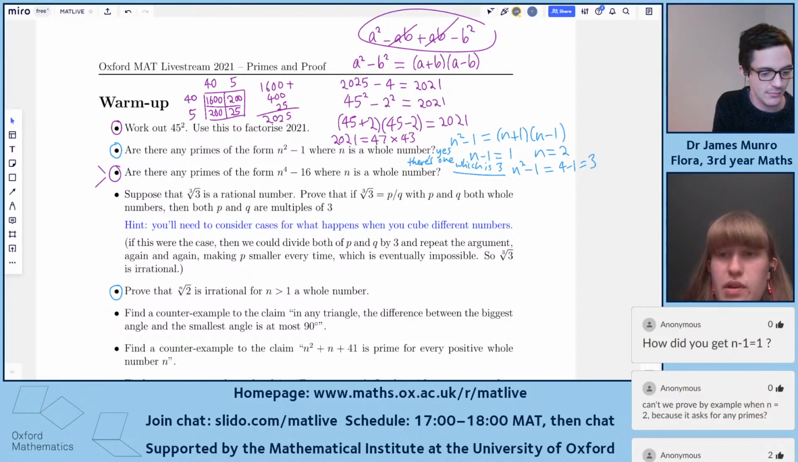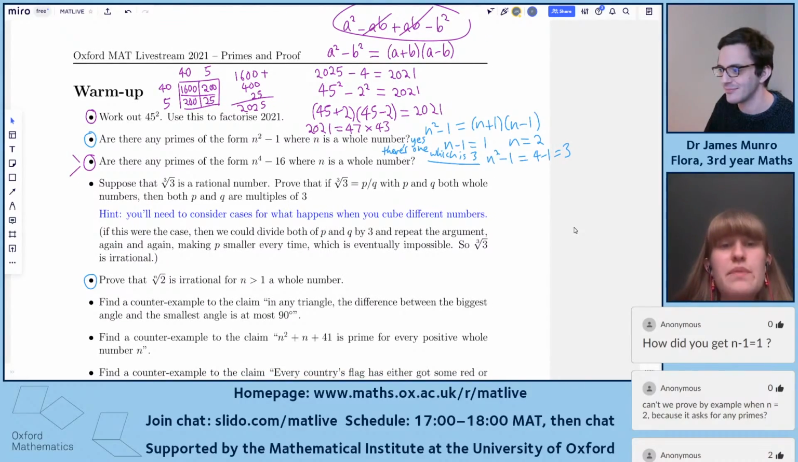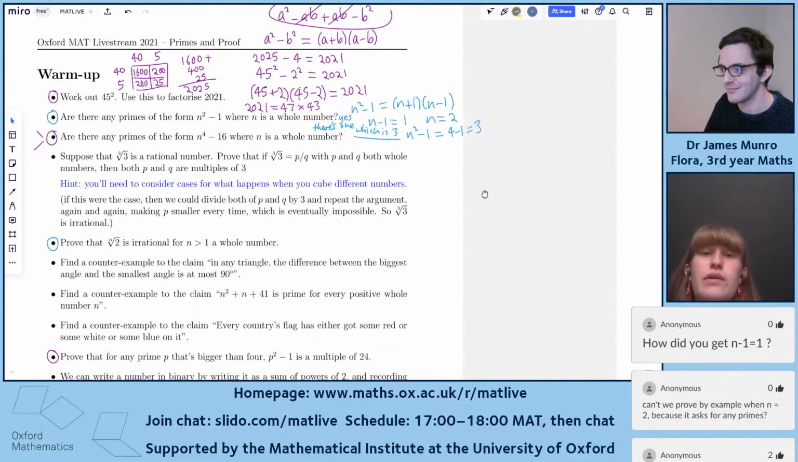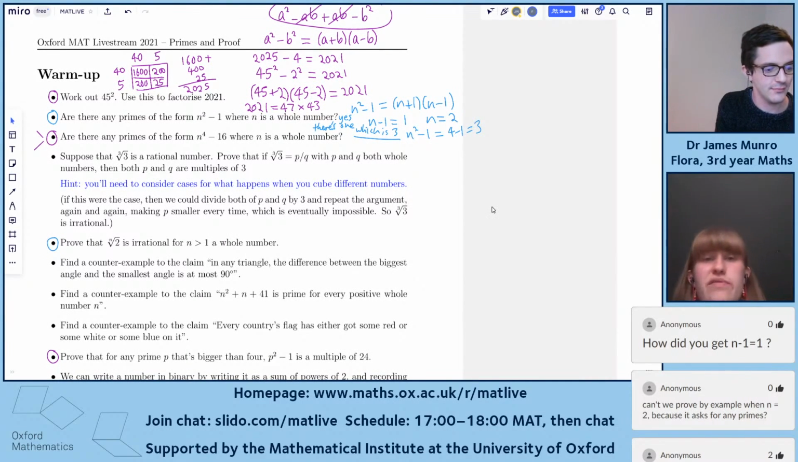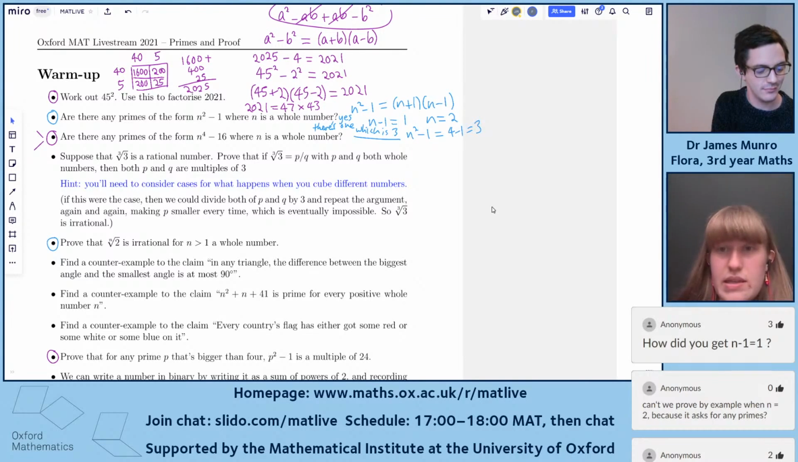So I'm going to go kind of to the right more, maybe. I'm going to look at this next question. Are there any primes of the form n to the 4 minus 16 where n is a whole number? So you're thinking, okay, it's kind of similar to the previous one, except here we have n to the 4, so it might be slightly more complicated. But what you've got to remember about even powers is, you can make it be n squared to the something, or n to the something squared.